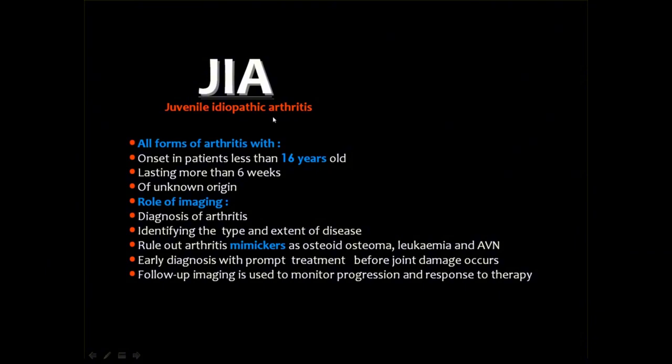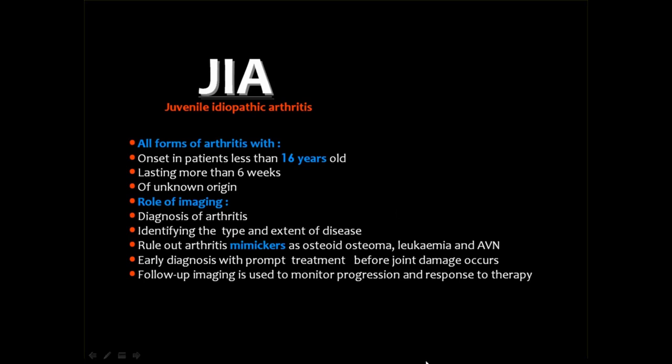Juvenile idiopathic arthritis, rheumatoid, belongs to this category of arthritis, and in order to diagnose juvenile idiopathic arthritis, there should be an onset in a patient less than 16 years old, the condition lasts for more than 6 weeks, and the origin is unknown.